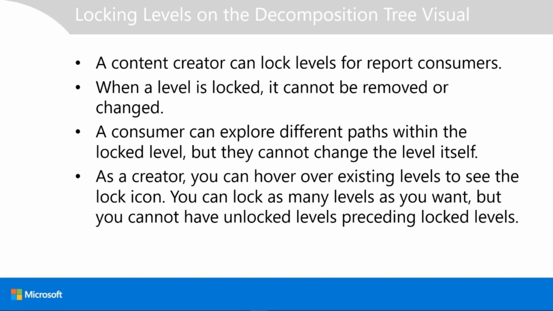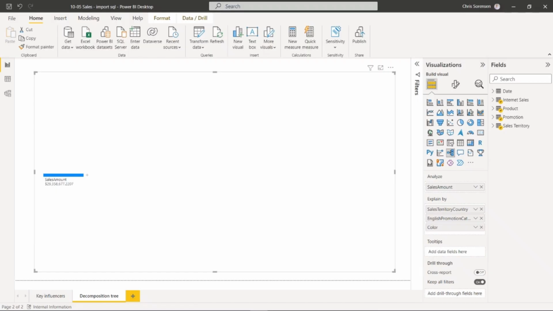A consumer can explore different paths within the locked level, but they cannot change the level itself. As a creator, you can hover over existing levels to see the lock icon. You can lock as many levels as you want, but you cannot have unlocked levels preceding locked levels. So let's go out to the Power BI desktop and take a look.